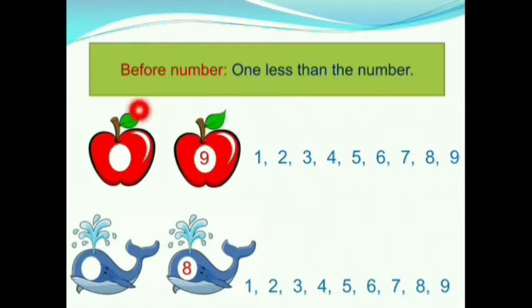Before number means one less than the number or counting backward. First we have 9. See these numbers. As I told earlier, before number is the number which comes before. Which number comes before 9? It is 8. So we will write 8. Here we have 8. See these numbers. Which number comes before 8? It is 7. So we will write 7.